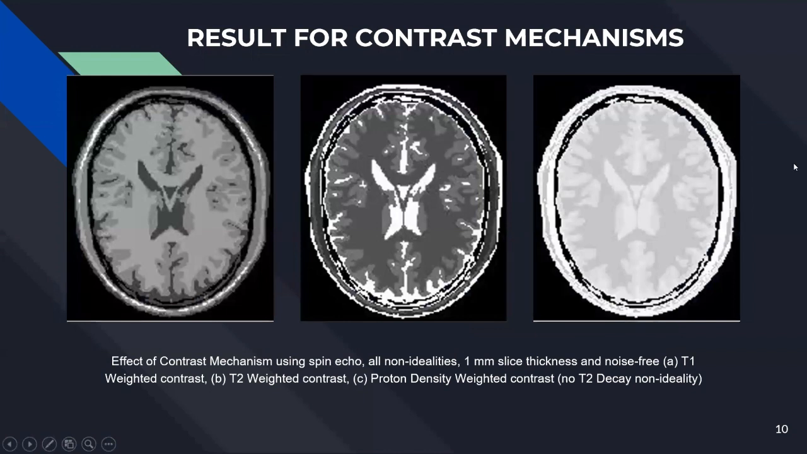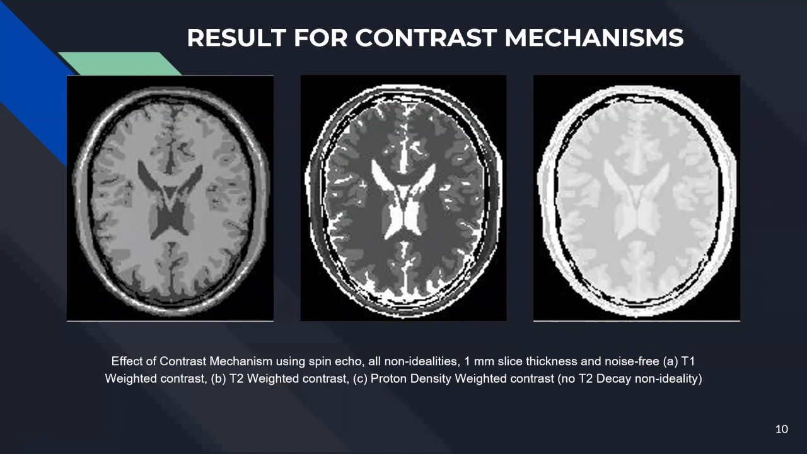For results of contrasting mechanisms, you can see in the first image, it's T1 weighted contrast, in the second, it's T2 weighted contrast, and in the third, it's proton density weighted. All non-idealities are included and 1 millimeter slice thickness is used. We used spin echo in these images, but in the proton density weighted contrast, there is no T2 decay non-ideality, and the reason will be explained later.